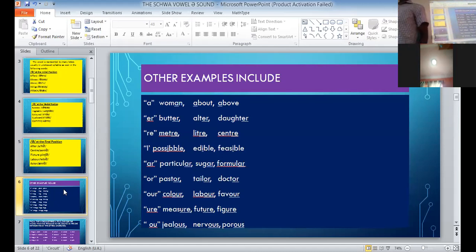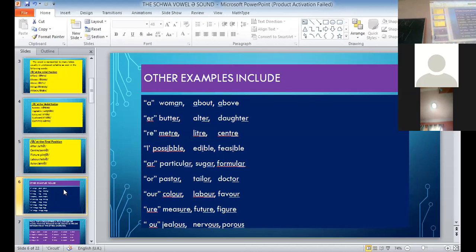Other examples include woman, about, butter, outer, daughter, meter, center, possible, edible, visible, particular, sugar, formula, pasta, layer, doctor, color, labor, paper, measure, future, figure, jealous, never, chorus. You see, the underlined letters have the schwa sound. If we transcribe all these words, those letters that are underlined have the schwa sound.